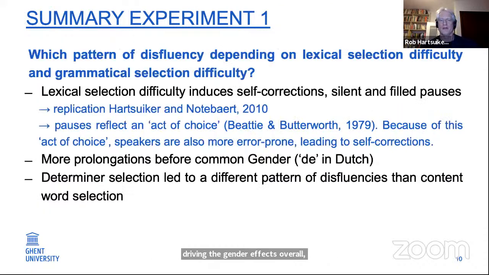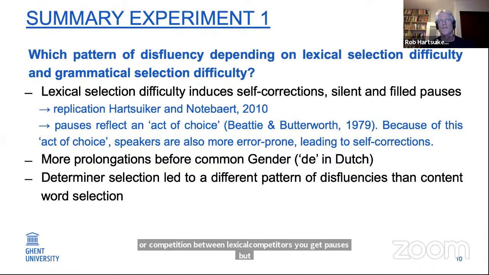So what have we got here then? Pictures with low name agreement led to more self-corrections, more silent pauses, more filled pauses. This replicates our earlier study, and one interpretation you could give is that pauses can be seen as an act of choice between two items with similar semantic properties, as Beattie and Butterworth called it in 1979. Because of this act of choice, or perhaps you could call it competition between lexical competitors, you get pauses, but you also get more errors, leading to self-corrections of those errors.